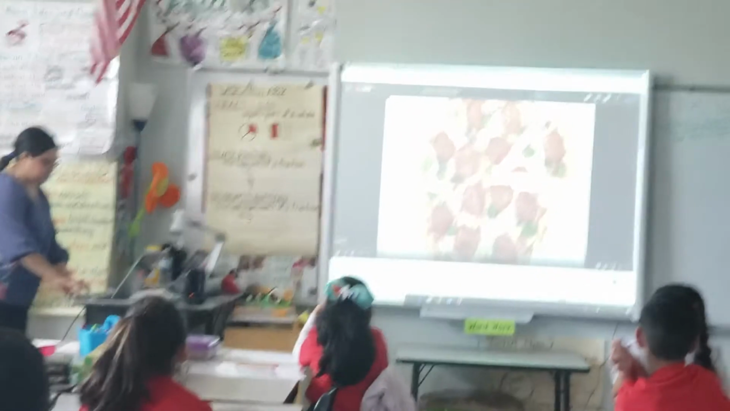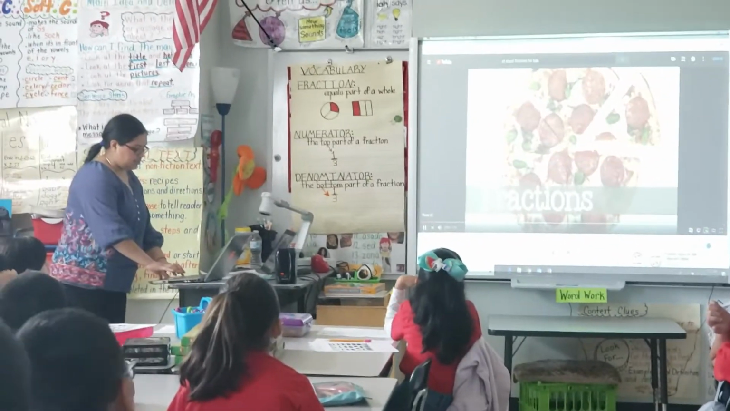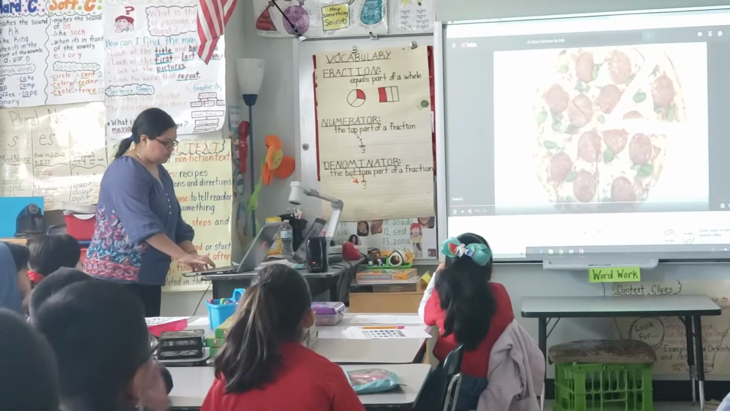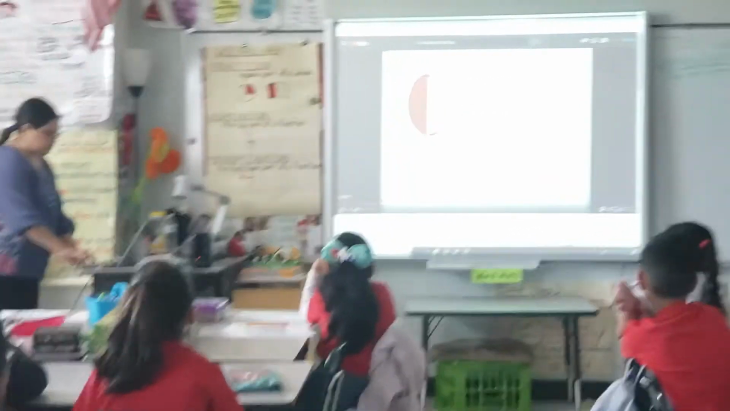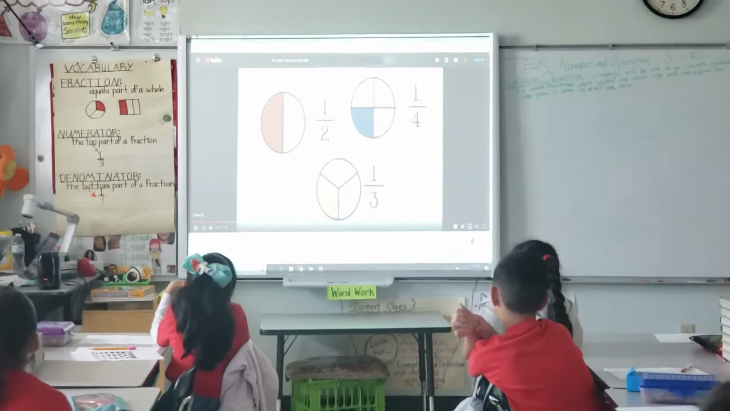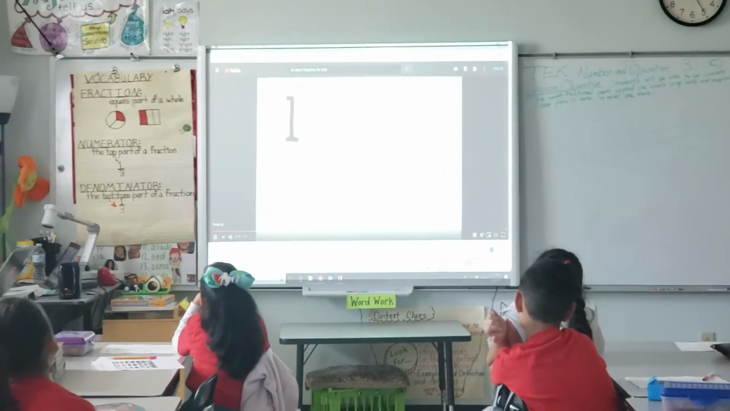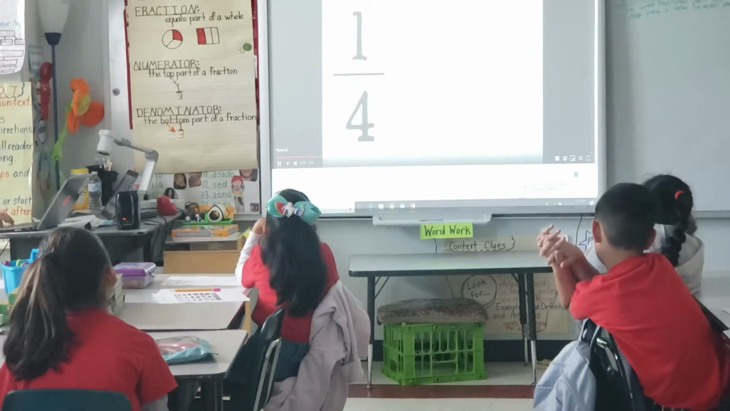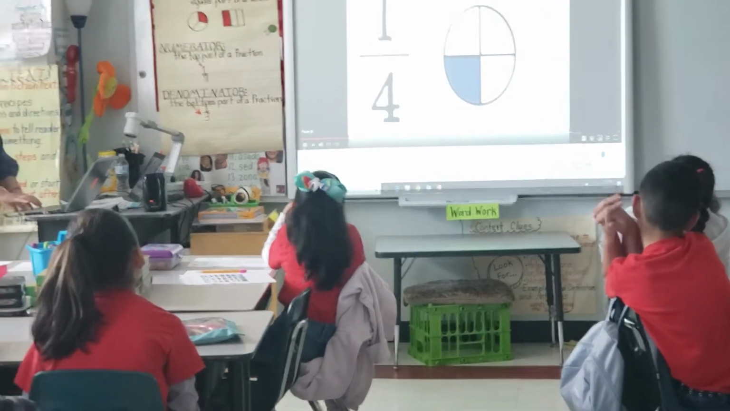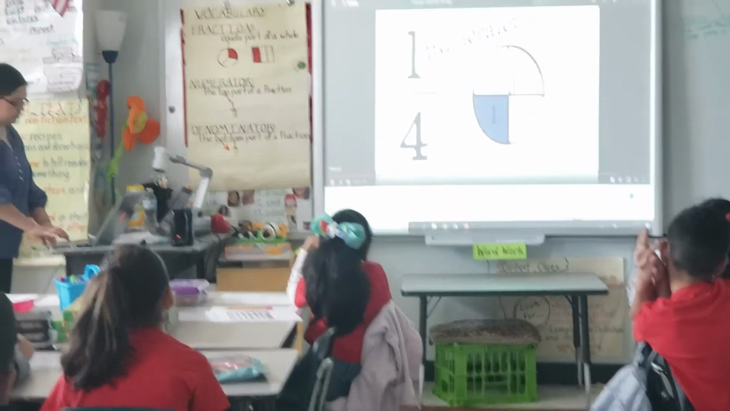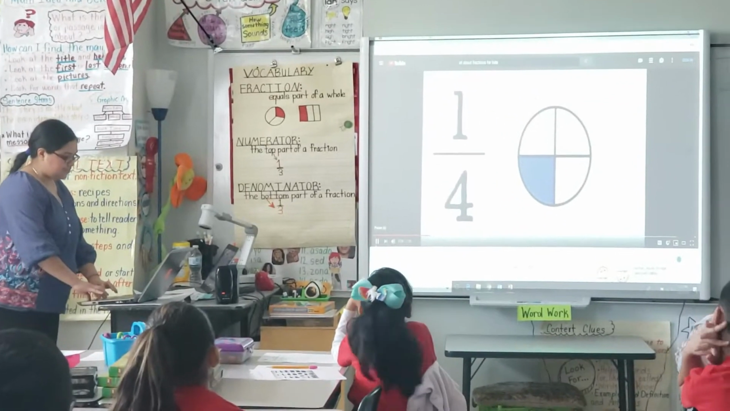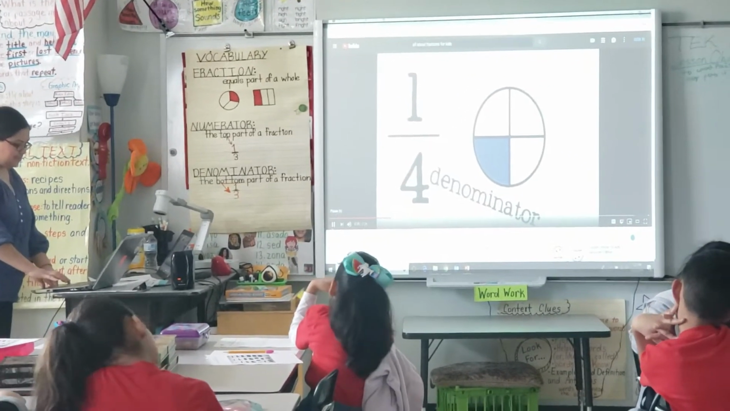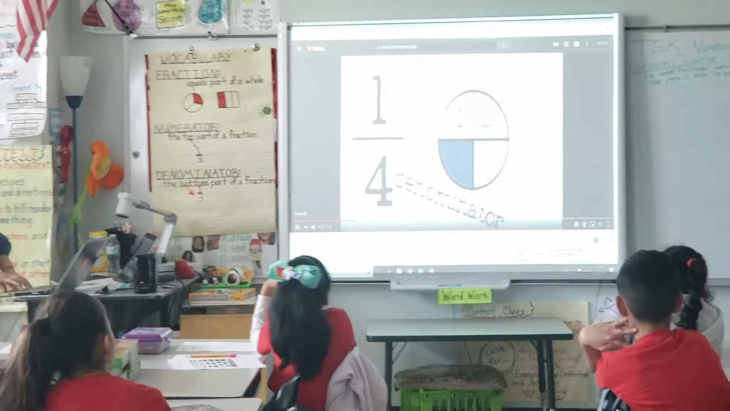Hi everyone! Today we're going to learn about fractions. A fraction is a number that is used to show how many equal parts there are. When writing a fraction, we put one number above another number with a line between them. The top number, or numerator, tells us how many parts we are talking about. The bottom number, or denominator, tells us how many parts there are altogether.